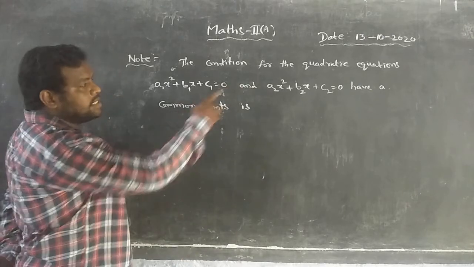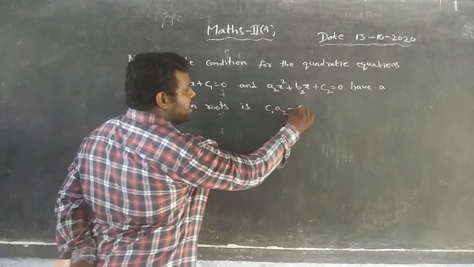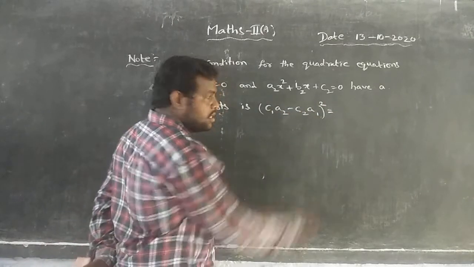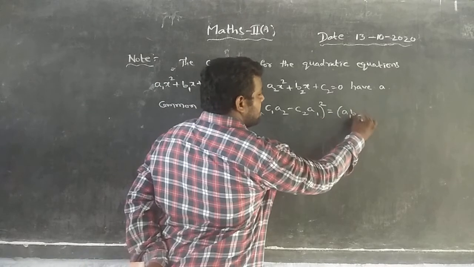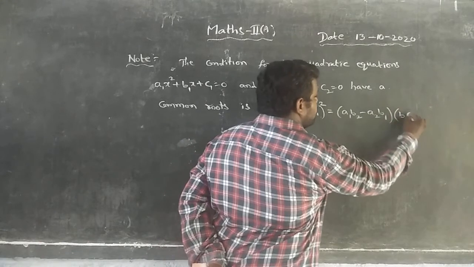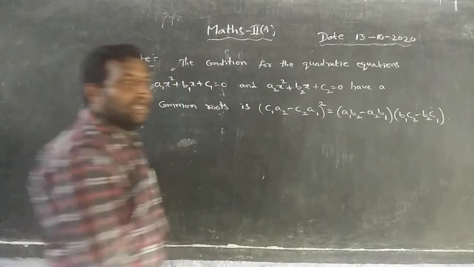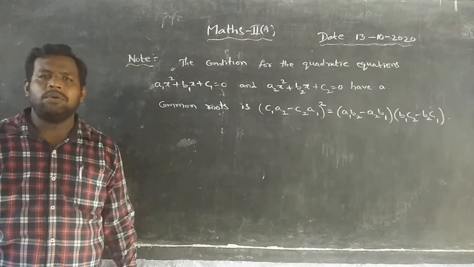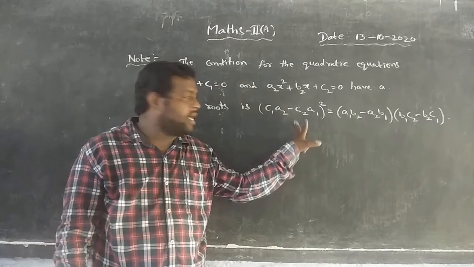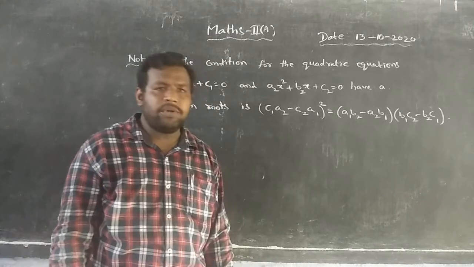If the two equations have a common root, then the condition is (c1a2 − c2a1)² = (a1b2 − a2b1)(b1c2 − b2c1). If two quadratic equations have a common root, then the condition is (c1a2 − c2a1)² = (a1b2 − a2b1)(b1c2 − b2c1).